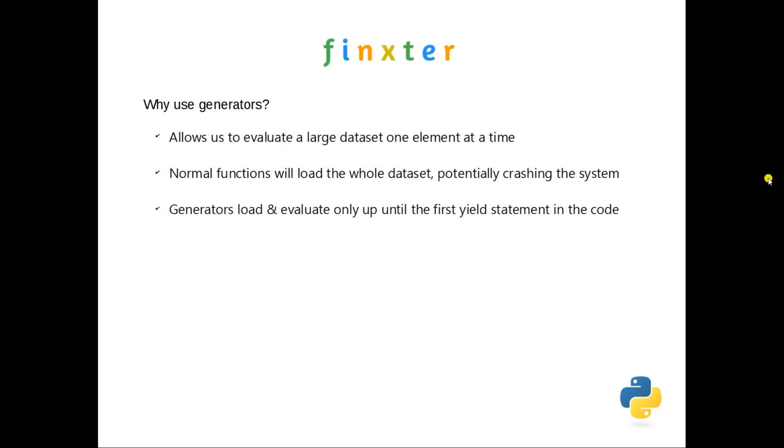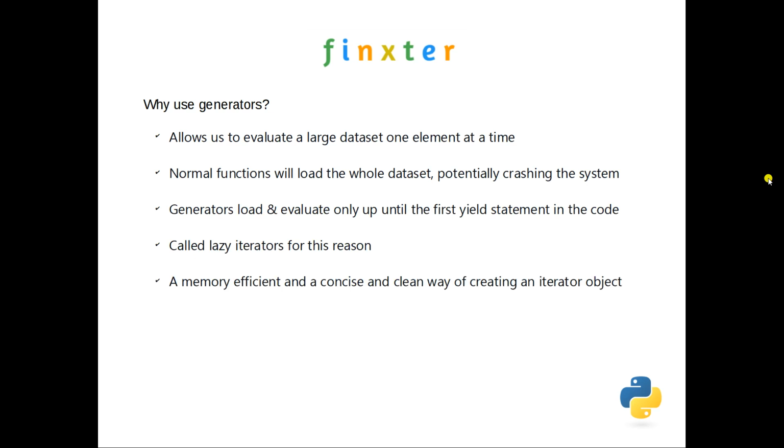And so the generators will load and evaluate only up until the first yield statement. And so we call them lazy iterators for that reason. They're just lazy in that they're only doing the first bit and then they're waiting. And they will wait until you tell them to do the second bit and then they'll wait. So generators are really memory efficient, and it's a really nice clean way of creating an iterator object.